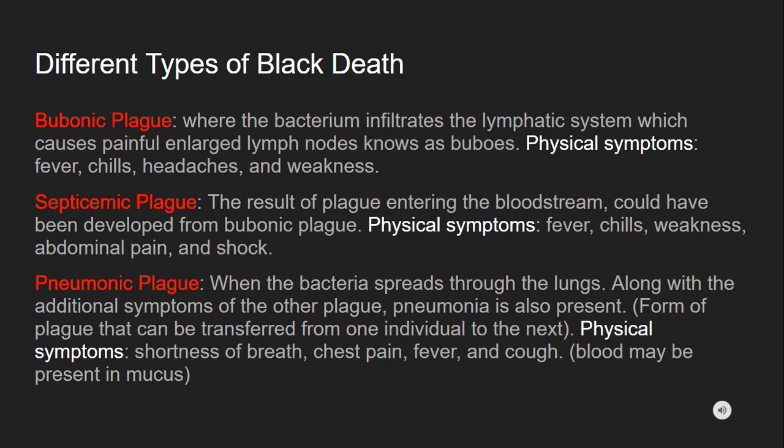The pneumonic plague is when the bacteria spreads through the lungs. Along with additional symptoms of the other plagues, pneumonia is also present, which is a form of plague that can be transferred from one individual to the next. Those physical symptoms are shortness of breath, chest pain, fever, and cough.